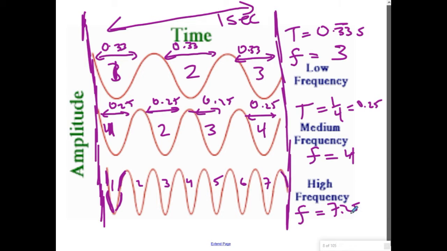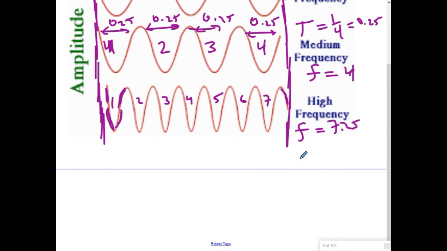So therefore, if I asked you how long is it between all of these, you would just go 1 divided by 7.25. Oh, where did I leave that calculator? Here it is. 1 divided by 7.25. So that means it's basically from here to here is 0.14. And from here to here is 0.14. And from here to here is 0.14. And if I add all those up, we'd have a full second.